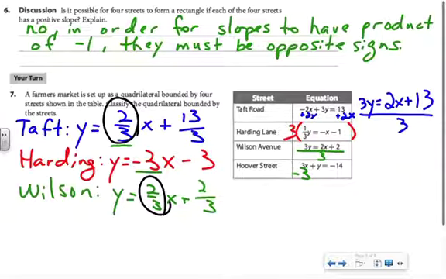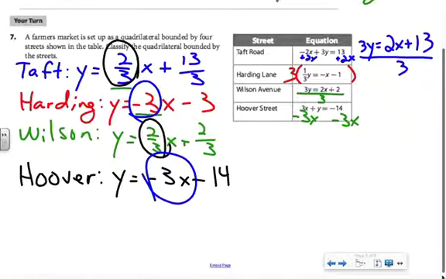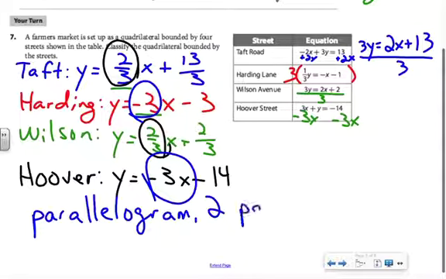I need to subtract 3x from both sides, and Hoover is y equals negative 3x minus 14. So notice these slopes, they are the same. So this is a parallelogram, because it has two pairs of opposite parallel sides.